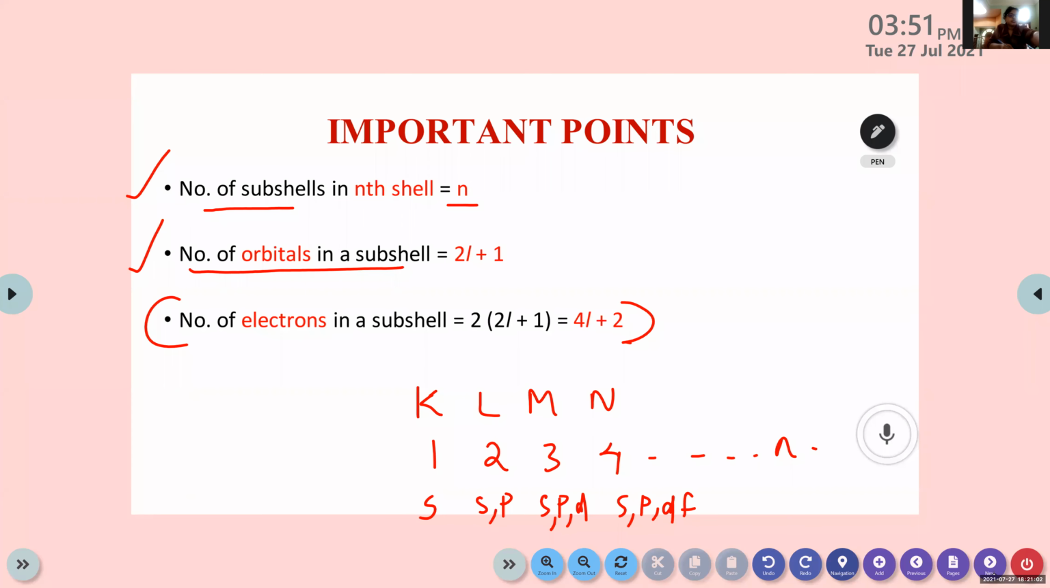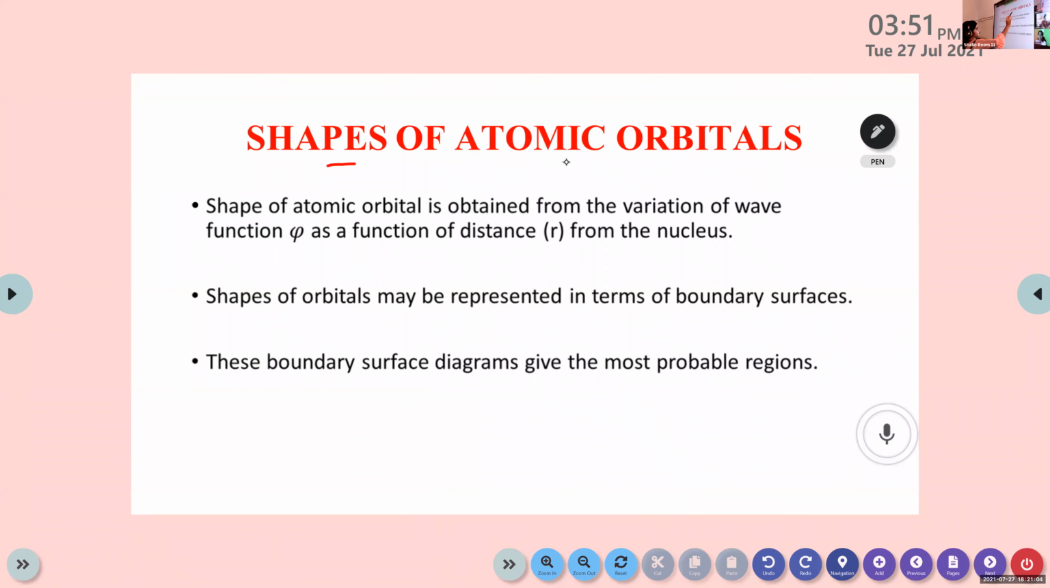Finished, ma'am. Then the next heading: shapes of atomic orbitals. We are going to find out the shapes of different orbitals. Orbitals means subshells itself: there is s subshell, p, d, f, etc. We are going to find out the shapes of these atomic orbitals.